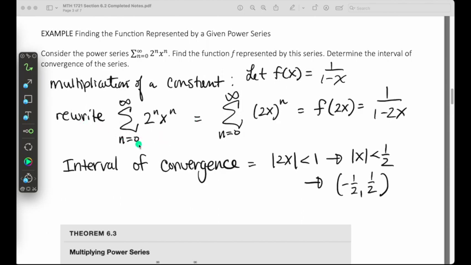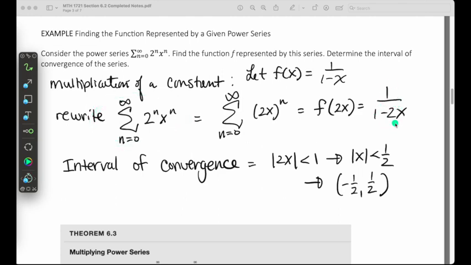If I rewrite this power function, 2 to the n, x to the n, by combining these, because they're the same exponent, I'm writing 2x in parentheses raised to the nth power. I can rewrite that as the function f of 2x. So we're using a substitution here because we're multiplying by a constant, which means when I write this function here, I'm going to have 1 over 1 minus 2x.